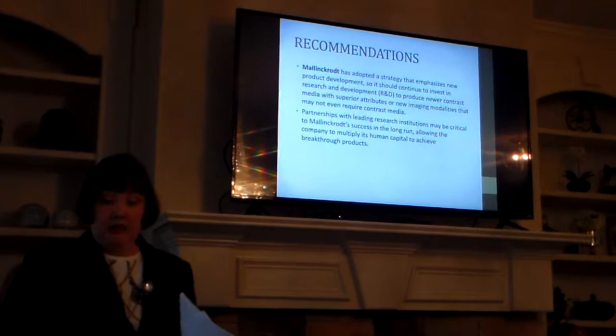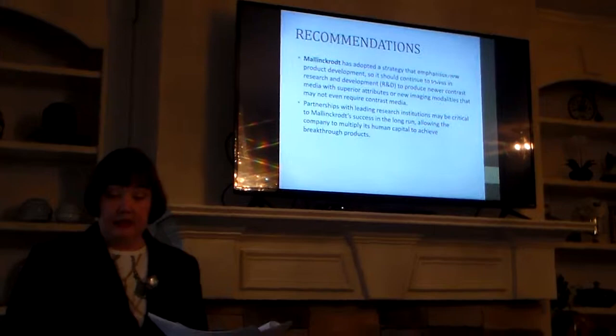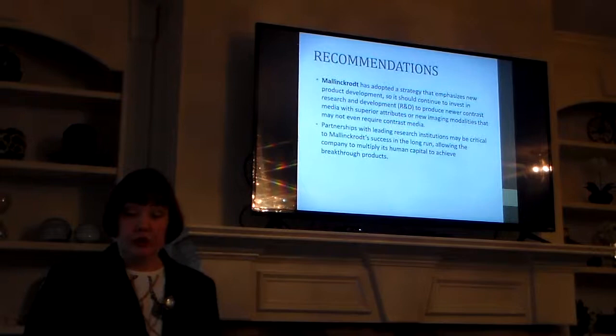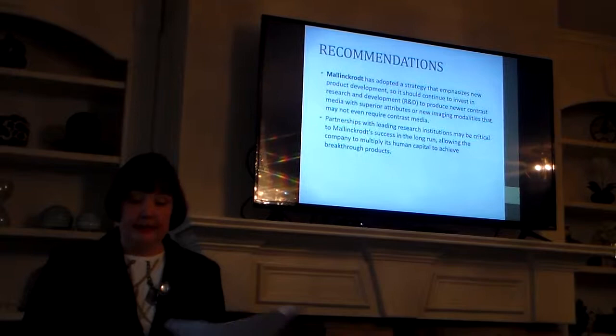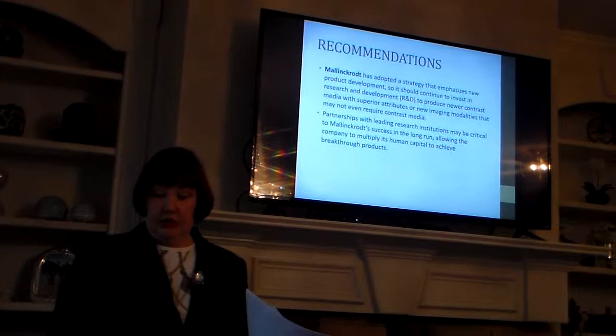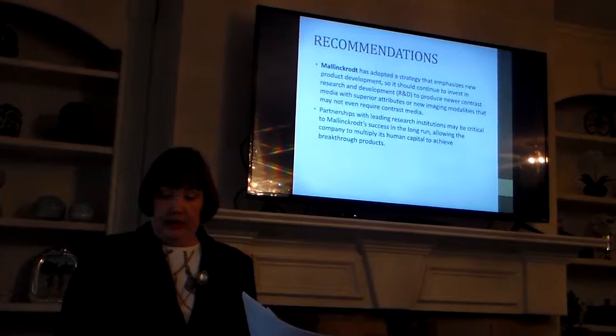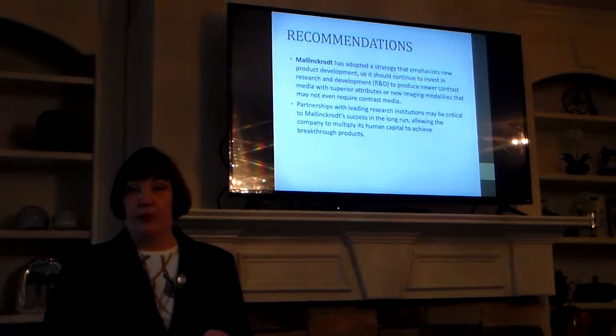Mallinckrodt has adopted a strategy that emphasizes new product development, so it should continue to invest in research and development to produce newer contrast media with superior attributes and new imaging modalities that may not even require contrast media. Partnerships with leading research institutions may be critical to Mallinckrodt's success in the long run, allowing the company to multiply its human capital to achieve breakthrough products.